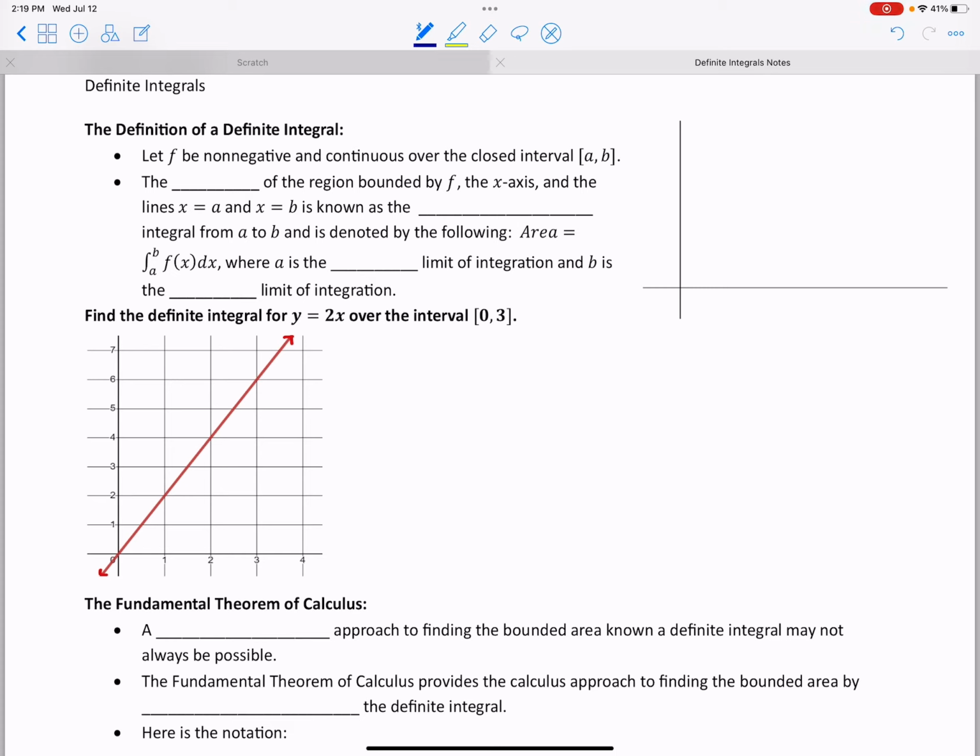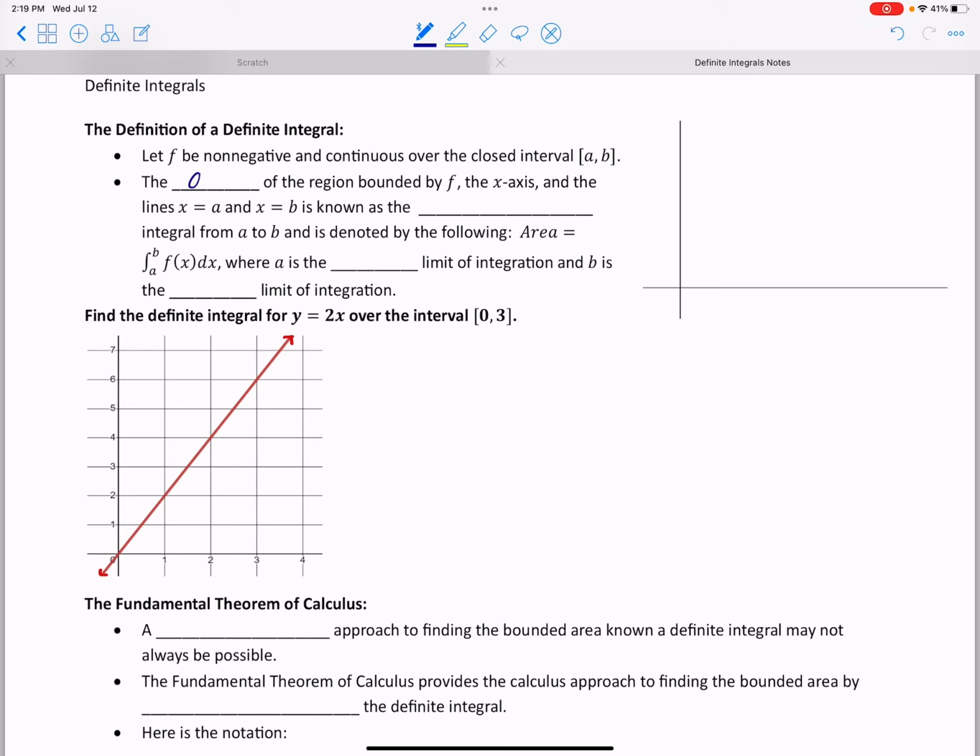So we're going to talk about a function, let's call it f, and let's say that this function is non-negative and continuous over a closed interval, and we're going to say the interval goes from some x value that is a to another x value that is b. If we draw in this non-negative continuous curve over this interval and we look at the area that is enclosed by that function, the x-axis, and the interval that we're looking at, then that area is what we're going to refer to as the definite integral from a to b.